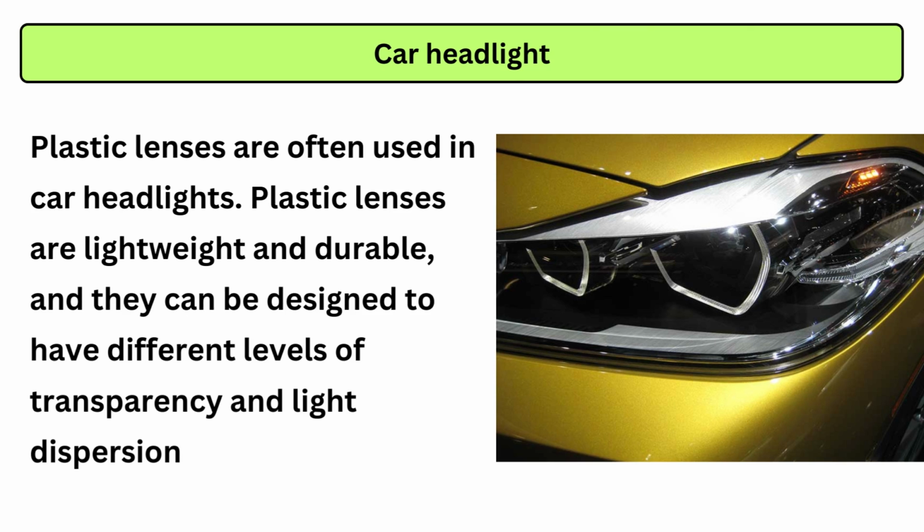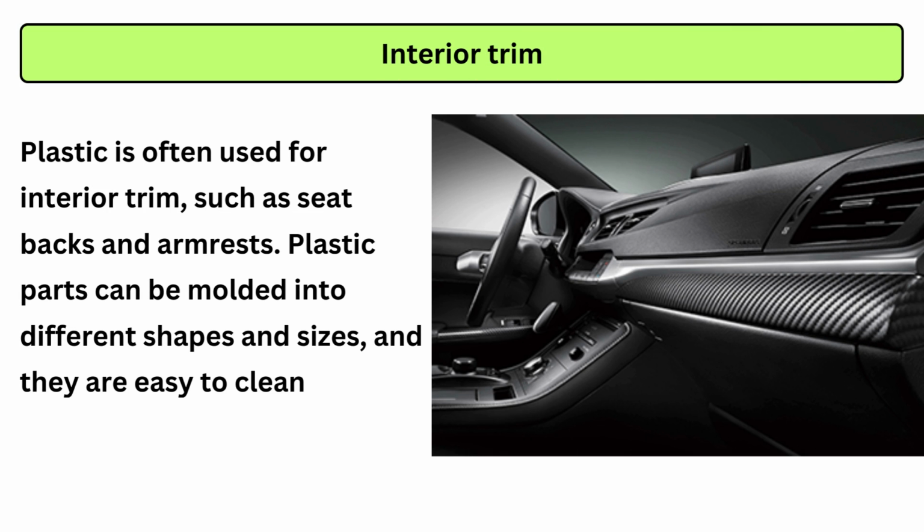And if you see the headlights of the car, plastic lenses are often used in car headlights, and the plastic lenses are lightweight, durable, and can be designed to have a sufficient level of transparency and light dispersion. Also, plastic is often used for the interior trim, and parts such as the seat belt and armrest are made of plastic components only.